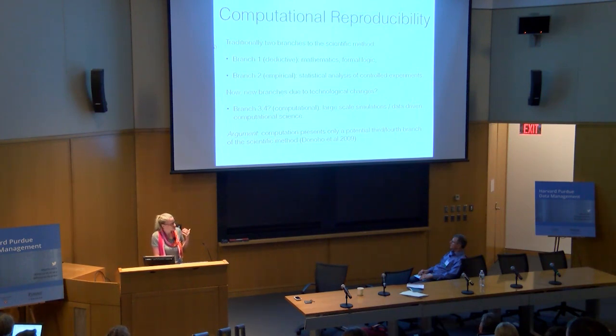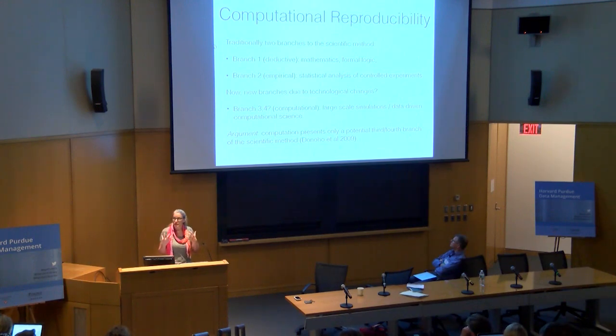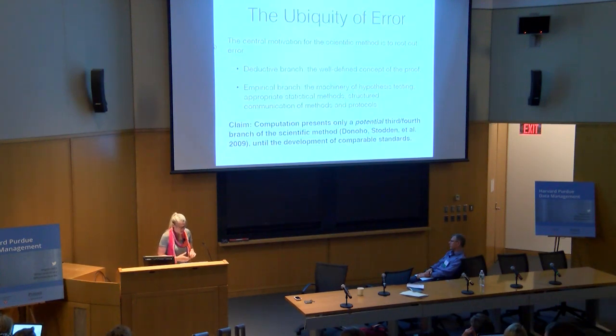So we hear this third branch of the scientific method from computational methods, big simulations, and so on. And a fourth branch of the scientific method, all sorts of new science from data-driven discovery and massive data sets, for example. The argument that I make, and others make, is that computation presents only a potential third branch of the scientific method, and data-driven discovery and all the high-velocity data only presents a potential fourth branch of the scientific method. And let me explain why I think that's the case.